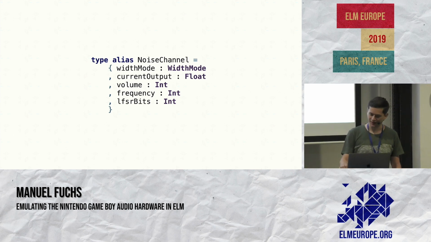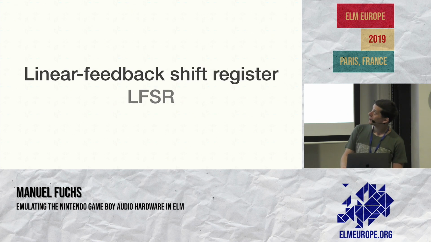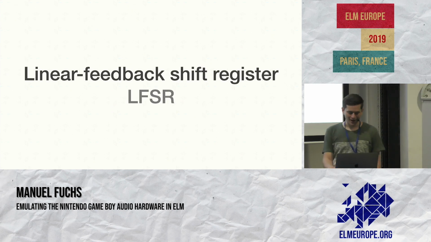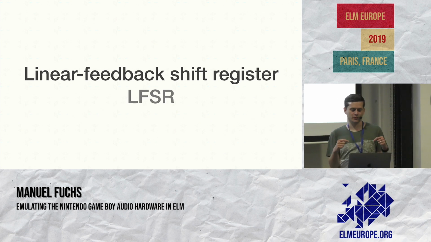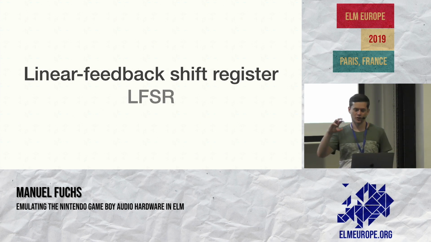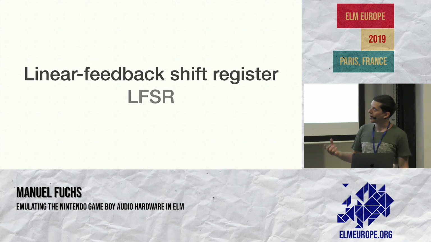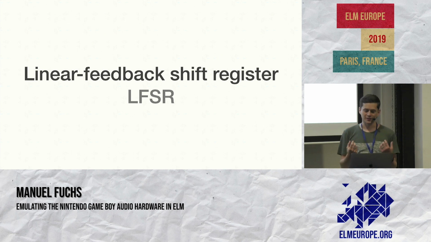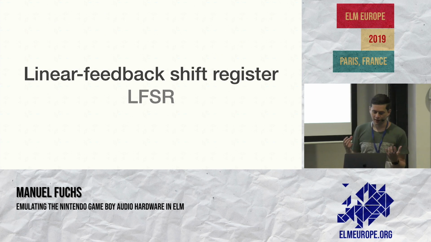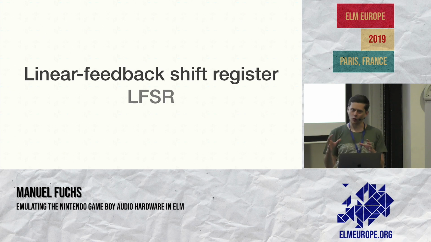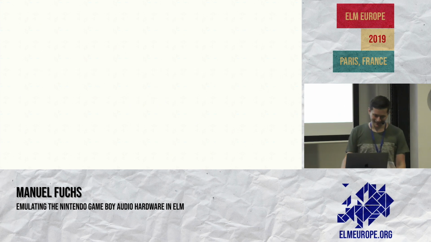LFSR bits. This means linear feedback shift register, or LFSR. It's a simple piece of hardware inside the APU that produces a random string of zeros and ones. And the best part about it from our programmer perspective is that the output is totally deterministic. We can predict the output if we know the seed. And this means we can implement this faithfully to the original hardware in a purely functional way. It's so nice. How does it work?